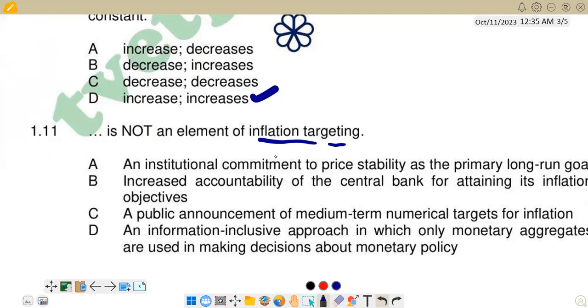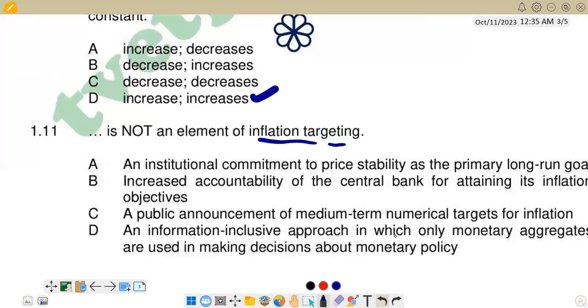That is inflation targeting. So the question is saying dash is not an element of inflation targeting. If you go through the responses, you would see that an institutional commitment to price stability as the primary long-run goal is an element of inflation targeting. Then an increased accountability of the central bank for attaining its inflation objectives is also an element. A public announcement of medium-term numerical targets for inflation is also appropriate as an element of inflation targeting. Then the last one, we've got an information-inclusive approach in which only monetary aggregates are used in making decisions about monetary policy.